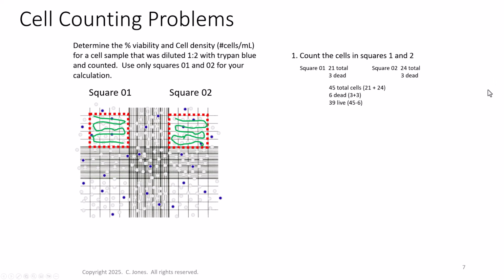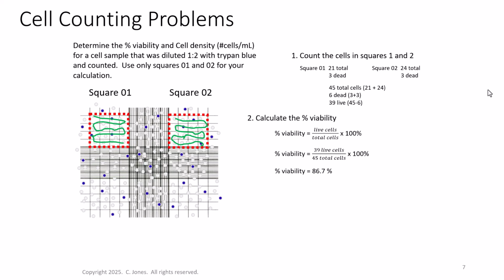So now we have all the raw data we need to calculate the cell viability, the percent viability, and the concentration. So to calculate the percent viability, this is just a simple plug and chug, right? It's the number of live cells divided by the number of total cells times 100%. So it's 39 live divided by 49 total times 100%. And notice in calculating the percent viability, the dilution factors don't matter because it'll be the same ratio of live to total. All right. So the percent viability here is 86.7%.